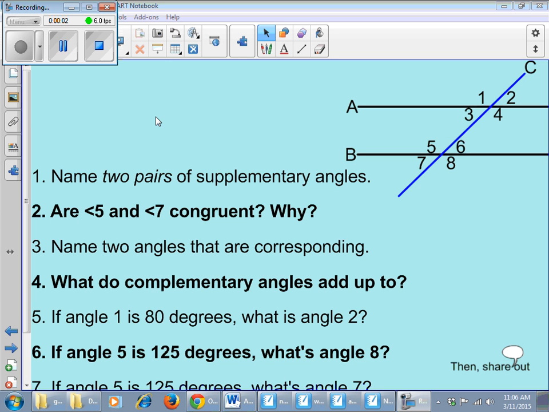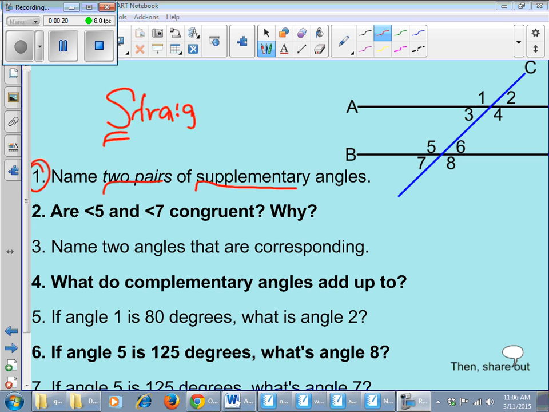Okay, so now we're going to look at all the different vocabulary and ways to solve angles that are on parallel lines being cut by a transversal. Question 1 says, name 2 pairs of supplementary angles. Well, supplementary means that they make a straight line, and supplementary also means that they add up to 180 degrees. So let's look for 2 pairs of angles that make a straight line here.